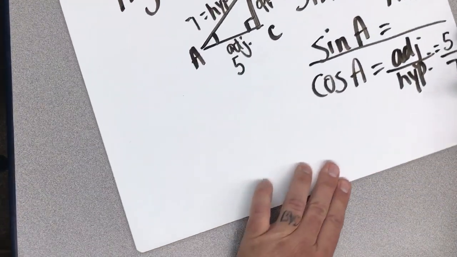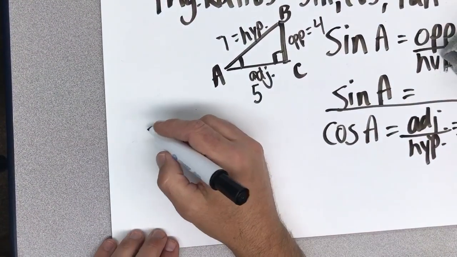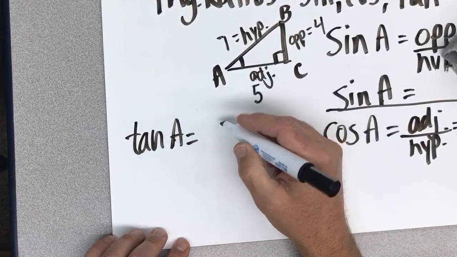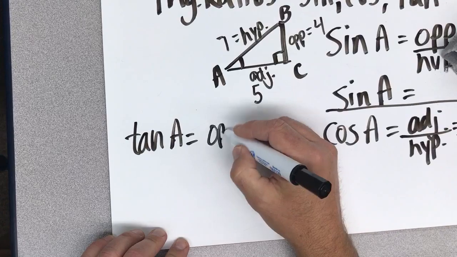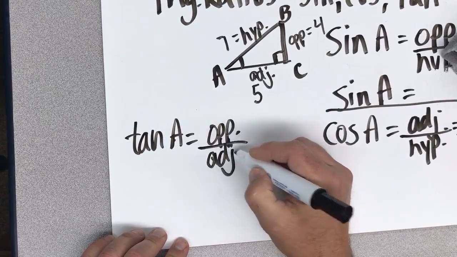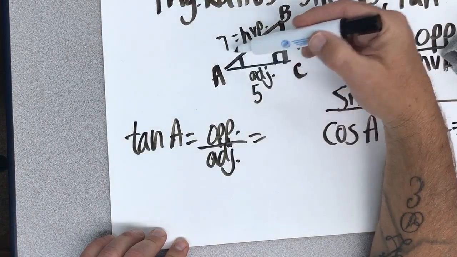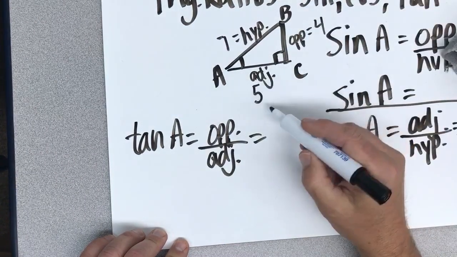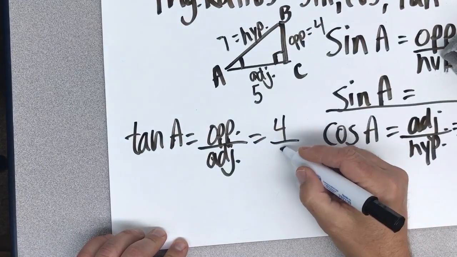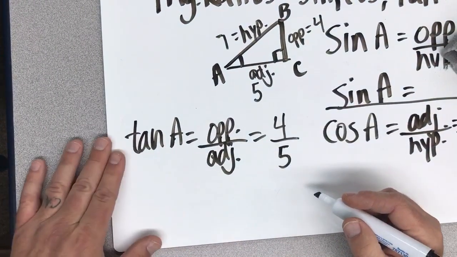And then your tangent ratio, tangent of A, is going to be your opposite over adjacent sides. So in this case, from angle A, the opposite side is 4, and the adjacent side is 5, so your ratio is 4 over 5.